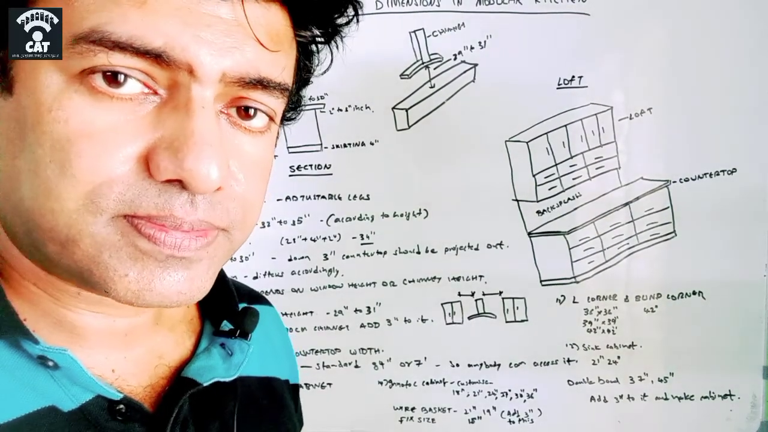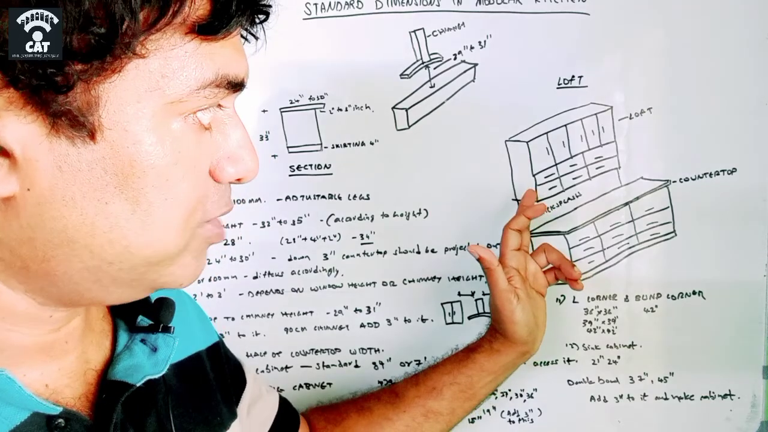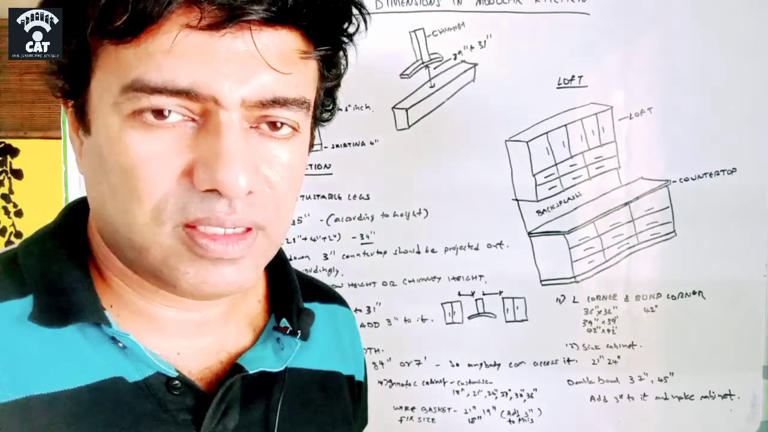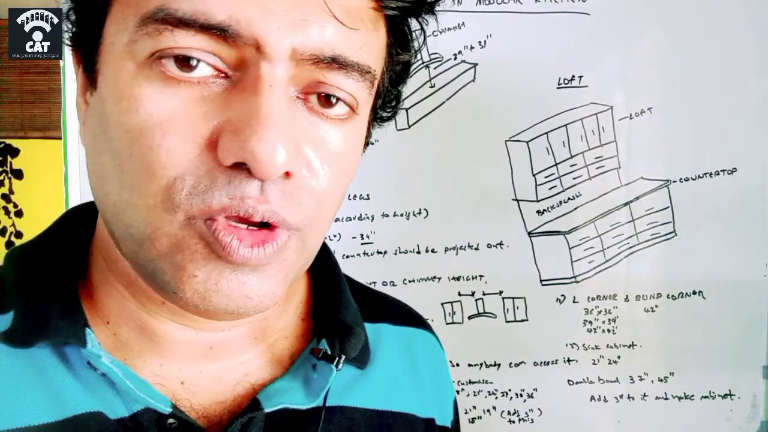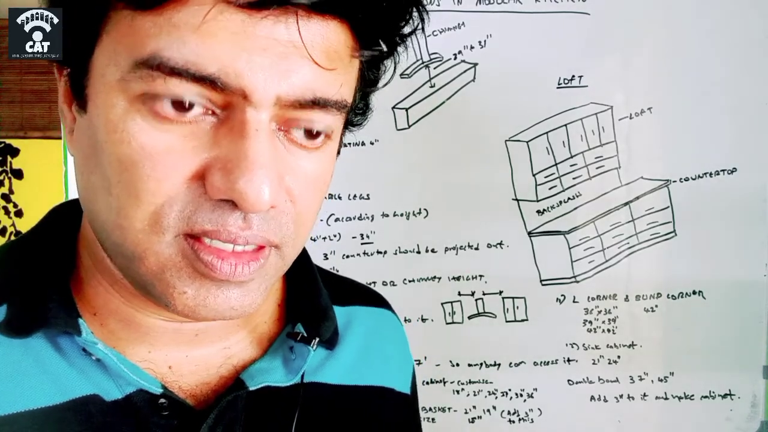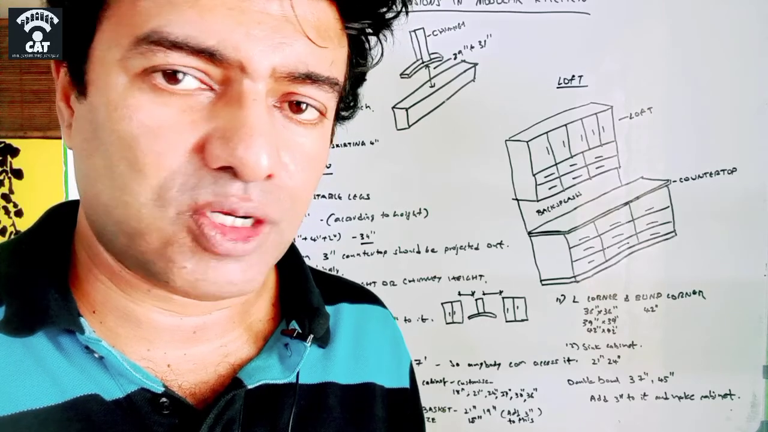Then comes the depth. How much depth should this upper cabinet have? There is no standard depth up to which it has to go. At least you should take the width of a plate, so that we can put the plate inside it. So it will be more than 12 inch.